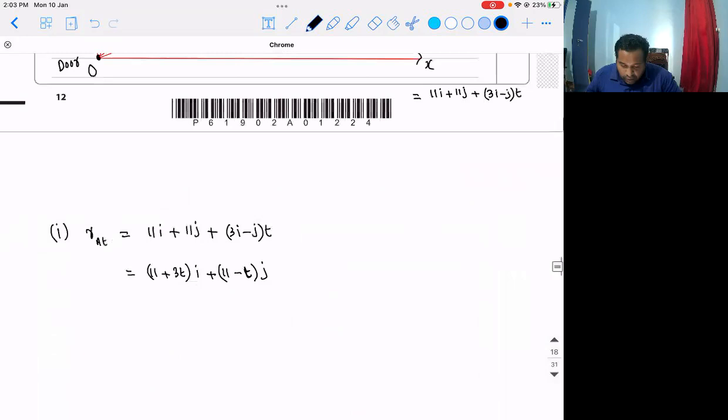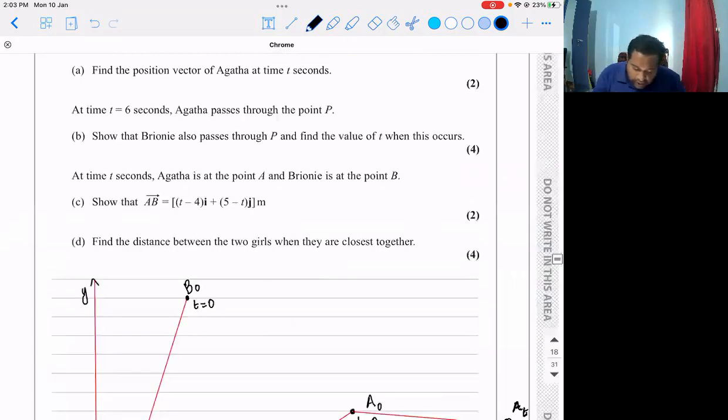Now, show that at time t seconds, Agatha passes through the point P. Show that Bryony also passes through the point P, and find the value of t when this occurs.